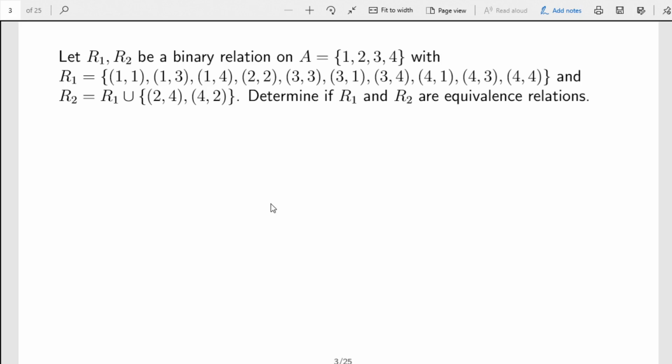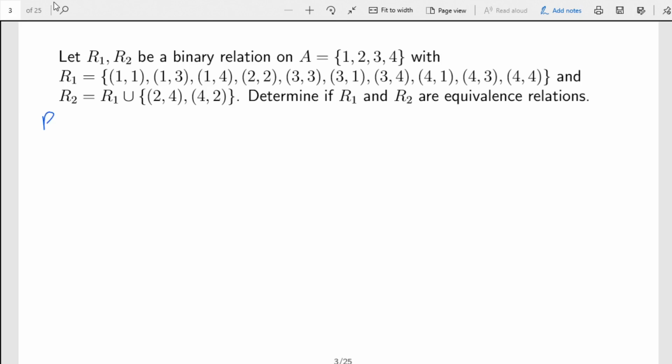Now determine if R1 and R2 are equivalence relations. Let's start with R1. How do we determine whether a relation is an equivalence relation? To do that, we simply check whether this relation is reflexive, symmetric, and transitive. So let's check these three properties for R1.